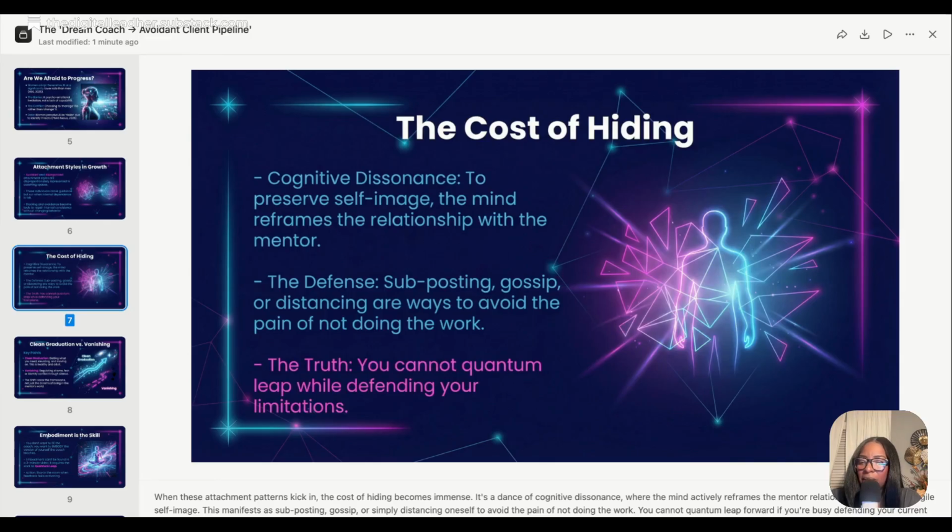But then I said to myself, you know what? This is when the work gets working, because I can't expect every client to be happy and getting results. There are going to be clients that are not going to get results, or clients that get a lot of results and are still going to be mad at you. But it happens. The truth is that you cannot quantum leap while still defending limitations. And limitations don't always have to be money. It can also be character.